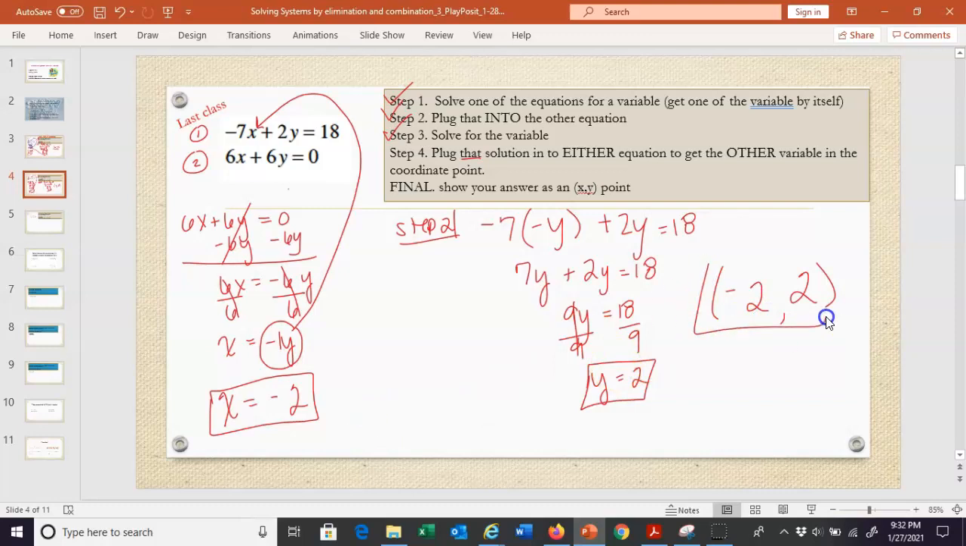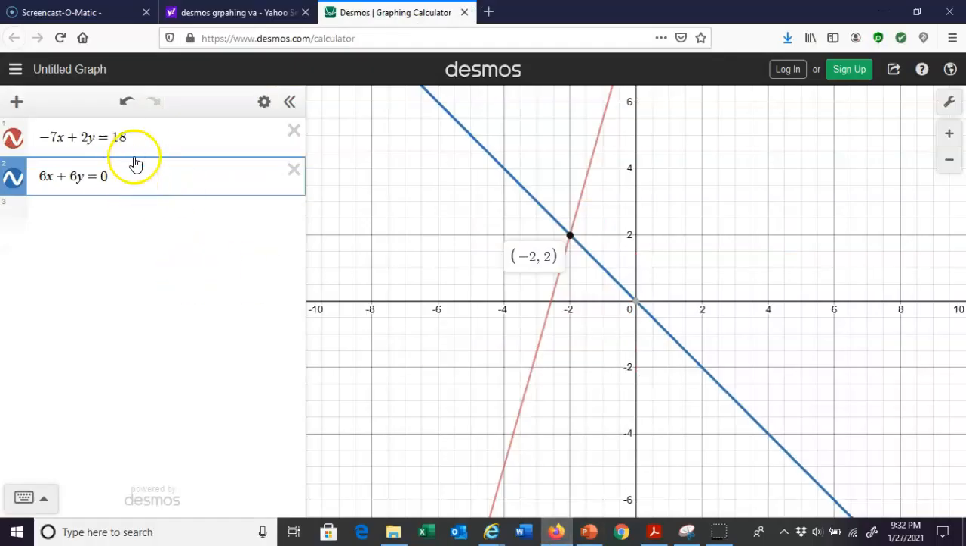Ta-da! So let me show you guys this one on the graphing calculator. Again, all you have to do is plug in the equations as they're given. So let's pull up Desmos. I have them already in here. And you can see it plots it for you, and you can click on that dot in between and it will tell you where they intersect. Sure enough, that's the values that we got. And this means that that point, -2, 2, will satisfy both equations.